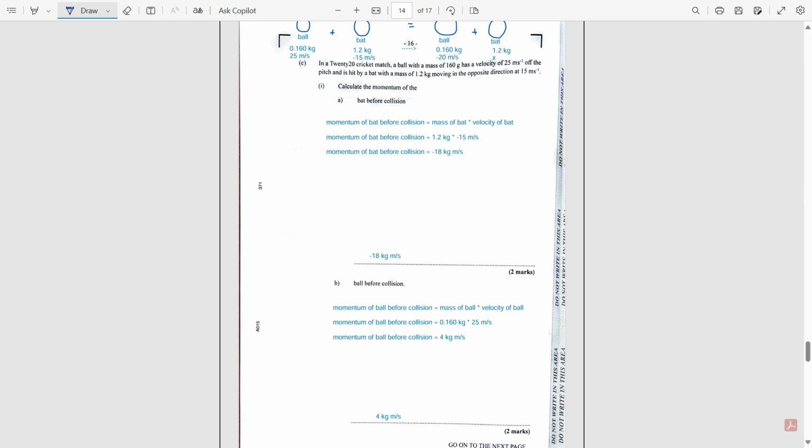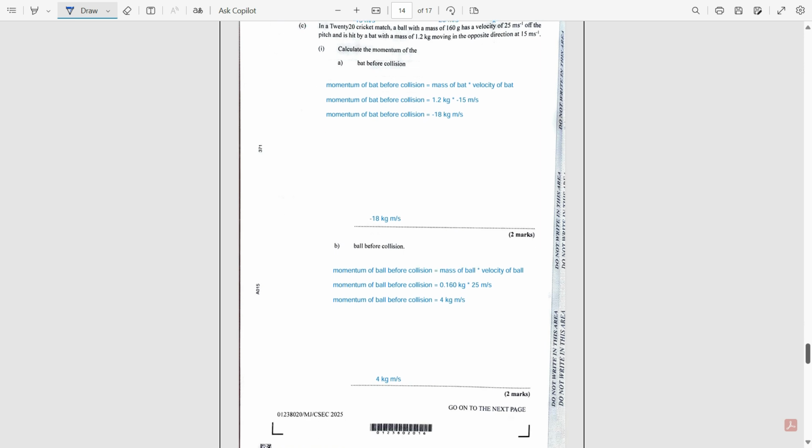The ball before collision. So again, we have the drawing here, and we have all the information we need. Remember, momentum is equal to mass times velocity. And so we multiply the mass of the ball, 0.16 times 25 meters per second. We get 4 kilogram meters per second.